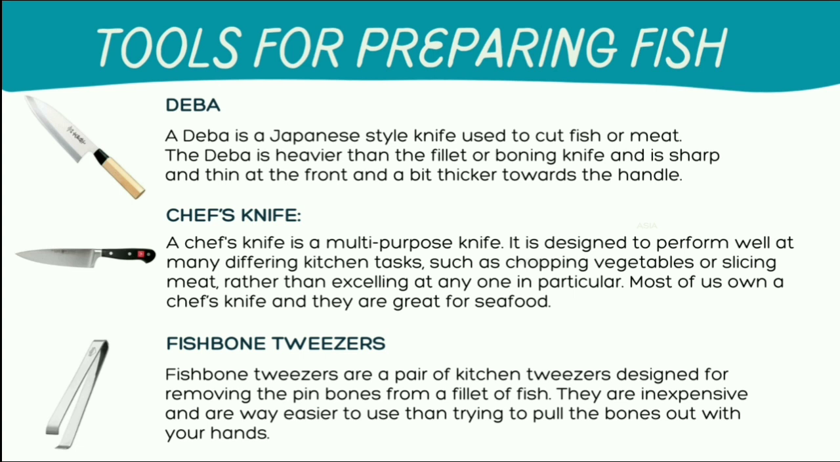Next, fishbone tweezers. Fishbone tweezers are a pair of kitchen tweezers designed for removing the pin bones from a fillet of fish. They are inexpensive and are way easier to use than trying to pull the bones out with your hands. However, needle nose pliers work equally well and are easy to find at any hardware store.